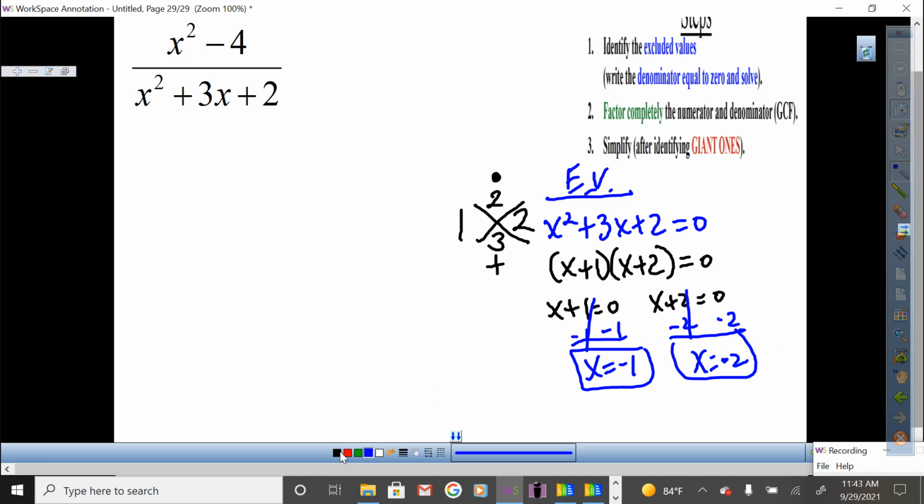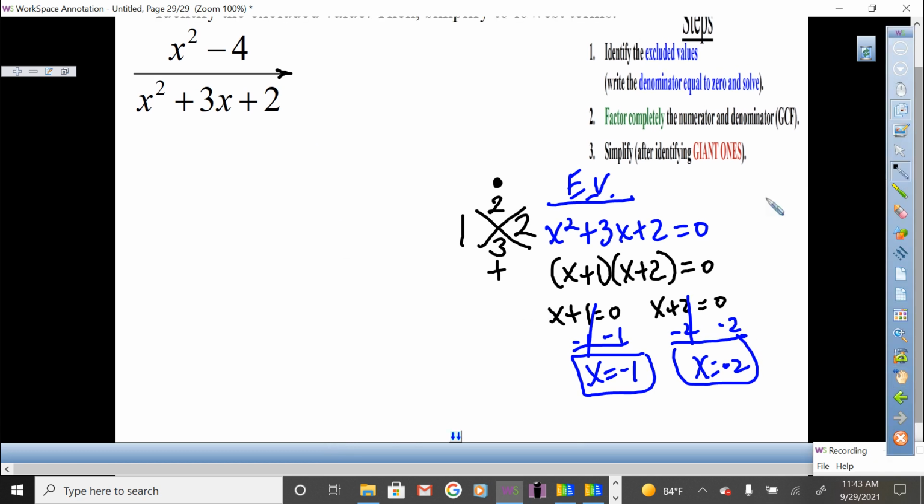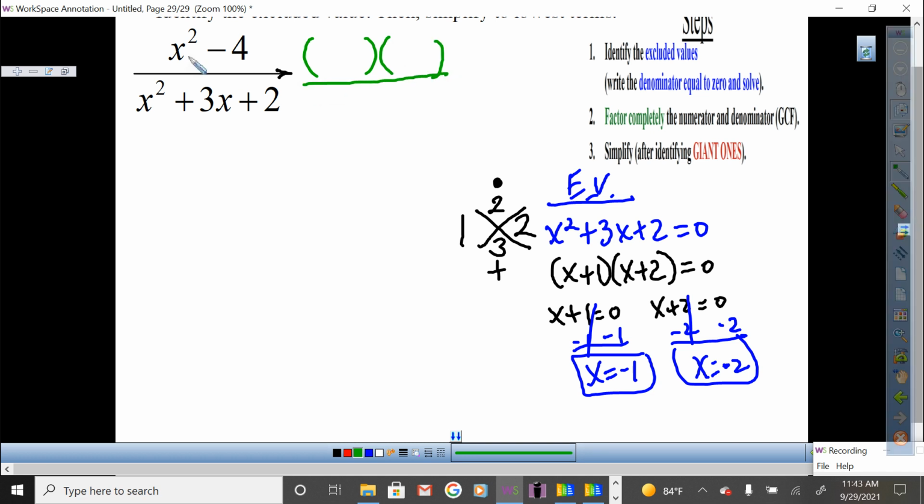My goodness. Alright, let's go to simplifying this. Let's see how much we practice. You should be able to take the numerator and factor that automatically by now. Tell your neighbor the factors of x squared minus 4. And here goes the hint. It's a difference of squares.